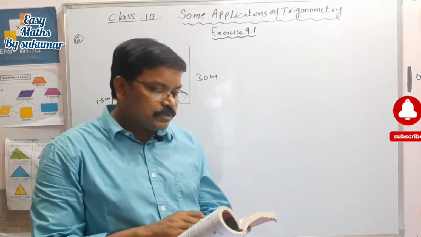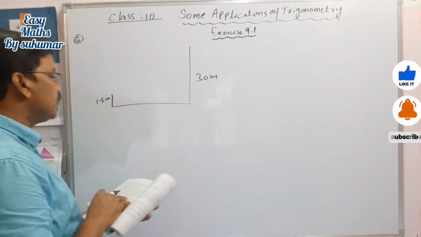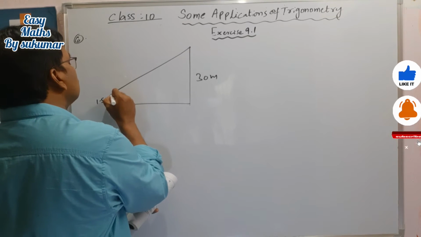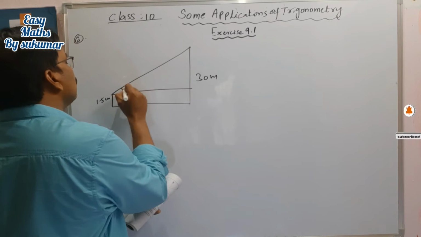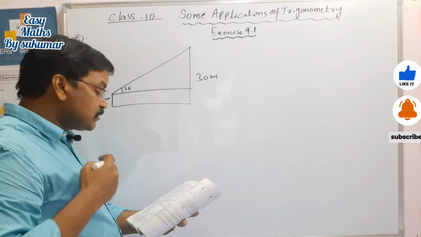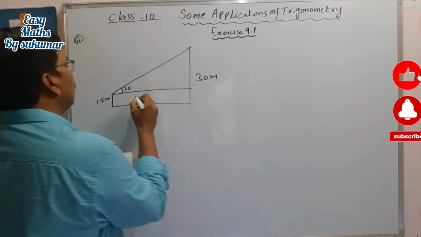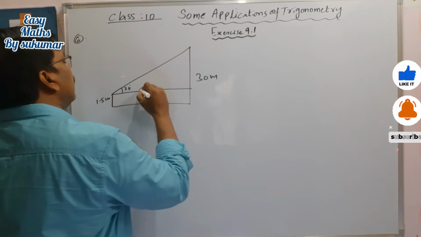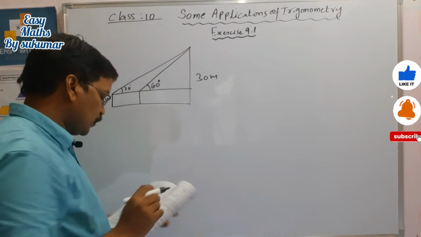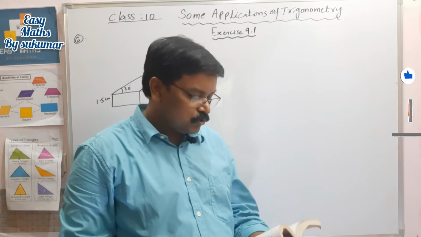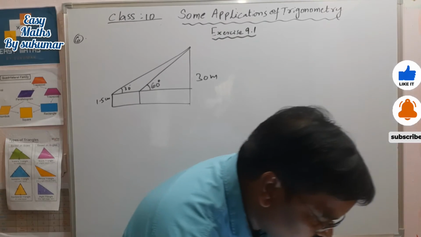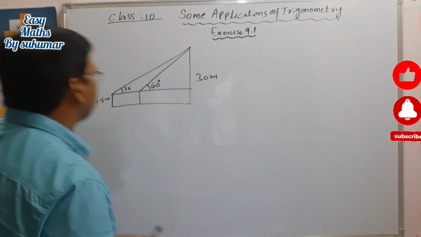The angle of elevation from his eyes to the top of the building increases from 30 degrees to 60 degrees. Actually, this angle of elevation is 30 degrees from his eyes, and it increases to 60 degrees as he walks towards the building. Again, if he comes here, this angle of elevation changes to 60 degrees. Find the distance he walked towards the building.